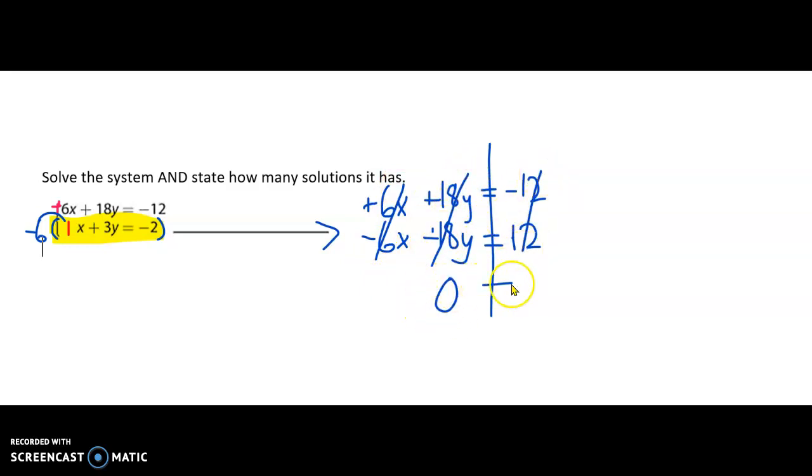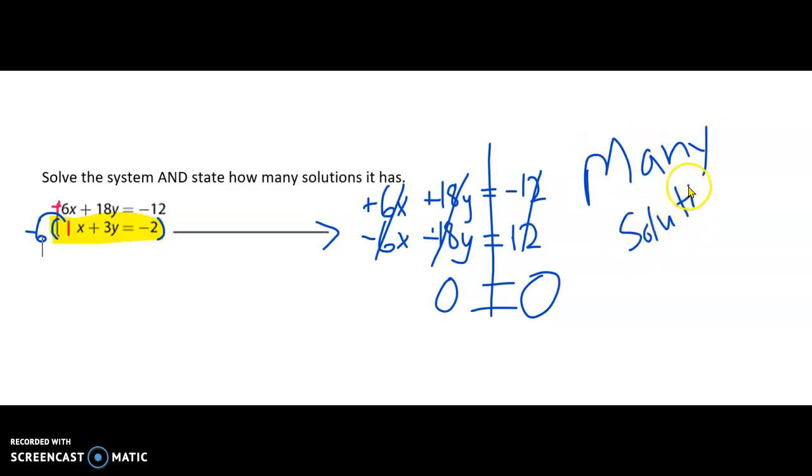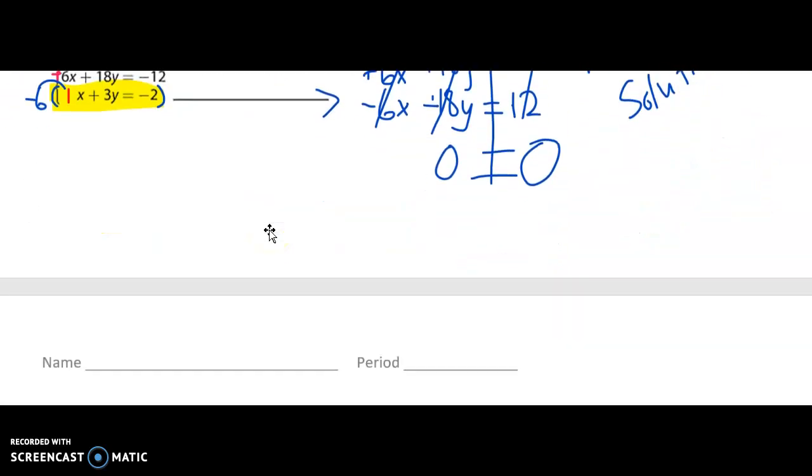Wait, 0 equals 0. That means that this is always true. 0 will always equal 0. This is many solutions. Infinitely many solutions. Many solutions. What? That is amazing. Okay, let's go down to the bottom one and see what we got there.